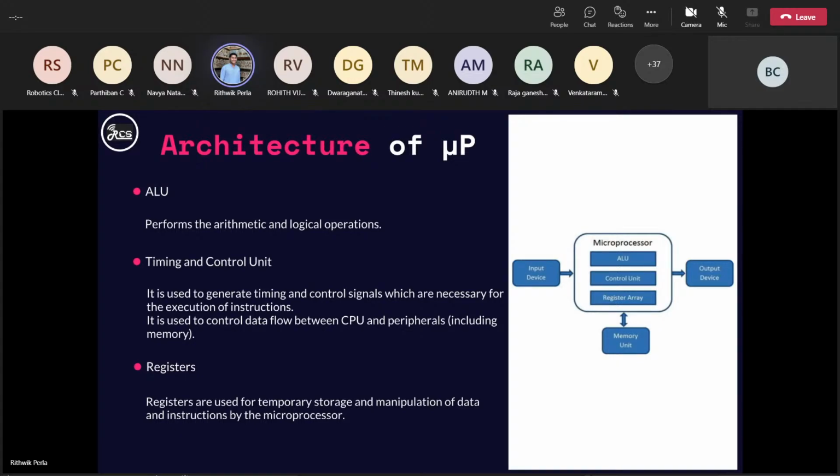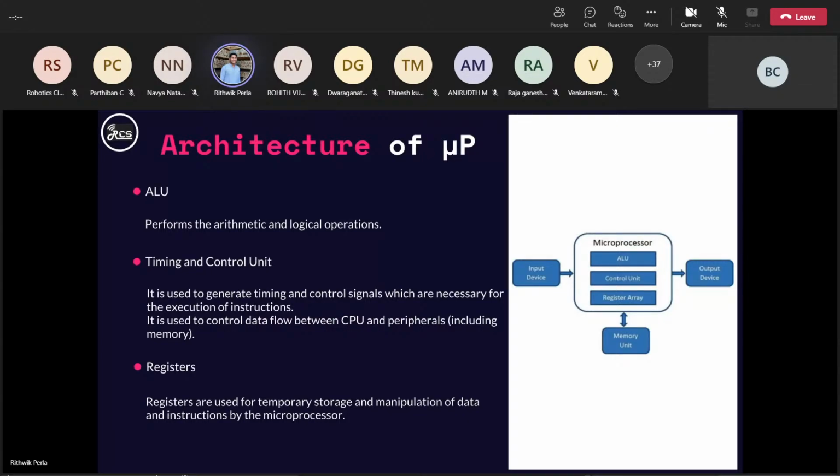The timing and control unit is the most important part of the microprocessor, the reason behind the functioning of all the processors. Now, as in the flow, first you get the data from the input device, then it stores in the registers according to the data or instructions. Now the control unit fetches the data from the register unit through the data bus. Through the data bus, it fetches the data from the register array or memory unit and sends it to the control unit.